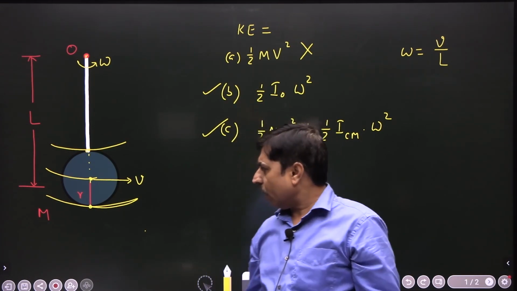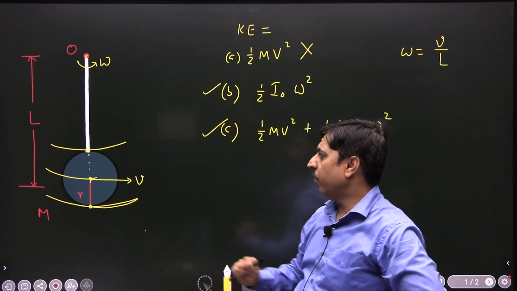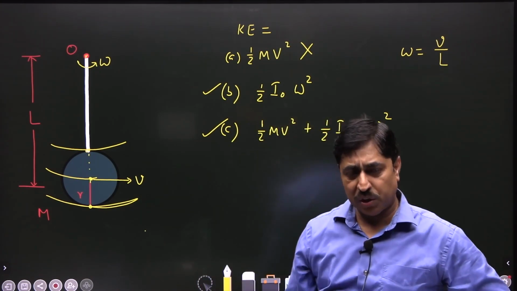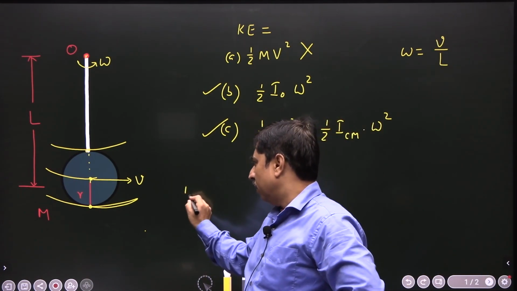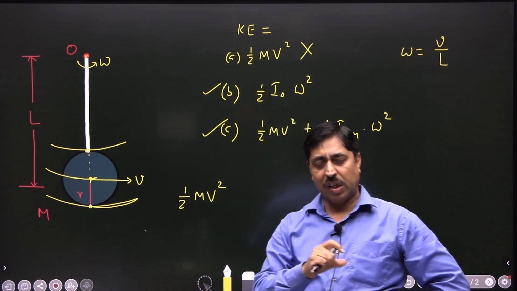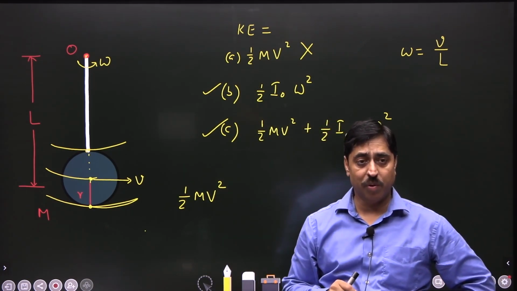So if I go by that approach, how will I write the kinetic energy of this body? The center of mass is translating. So due to the translational motion of the center of mass, there is a translatory kinetic energy in this body. Half mv square is there, no doubt about it.